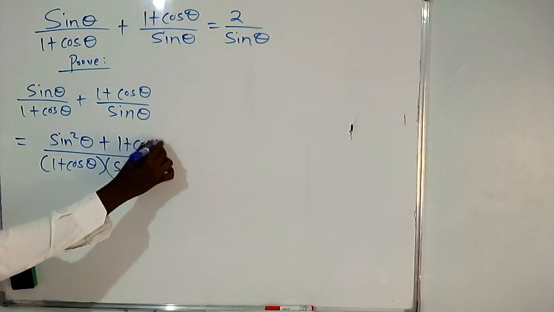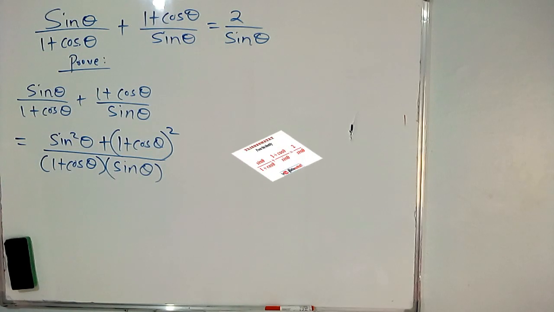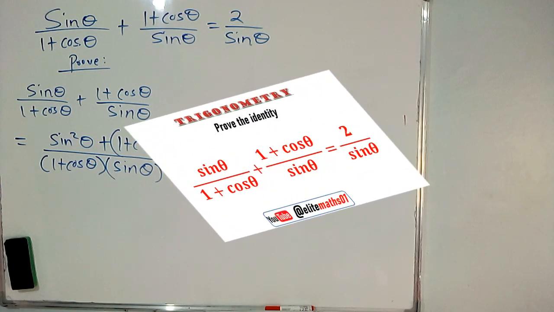θ, it is the same term which has been squared, isn't it? So it is 1 plus cos θ squared. Or you just cross multiply, sin θ times sin θ is sin.